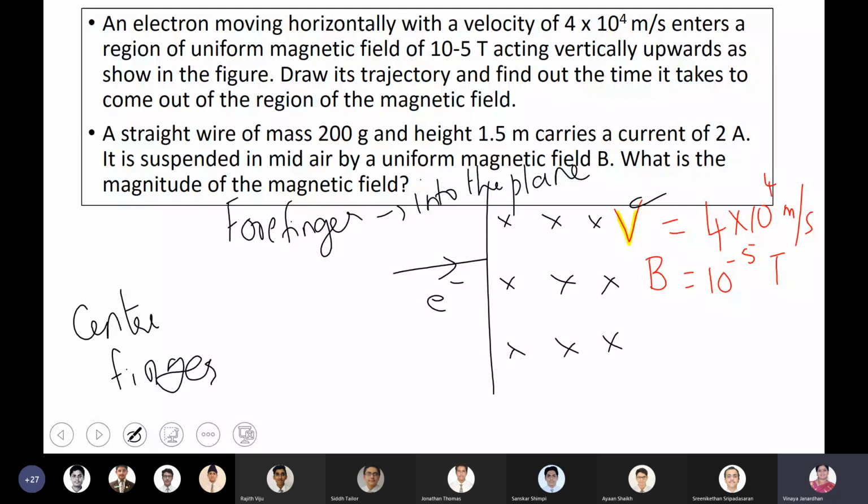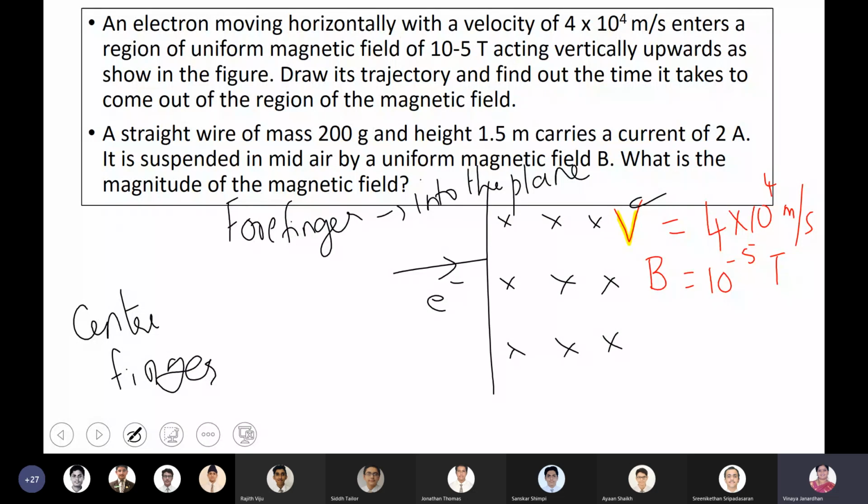Okay, the center finger will be in the direction of the current. Current is always opposite to the direction of the flow of your electrons, which means forefinger into the plane. Your center finger will be pointing towards your left, I'm talking about your left hand. Forefinger into the plane of the monitor, and your center finger stretched right towards your left.